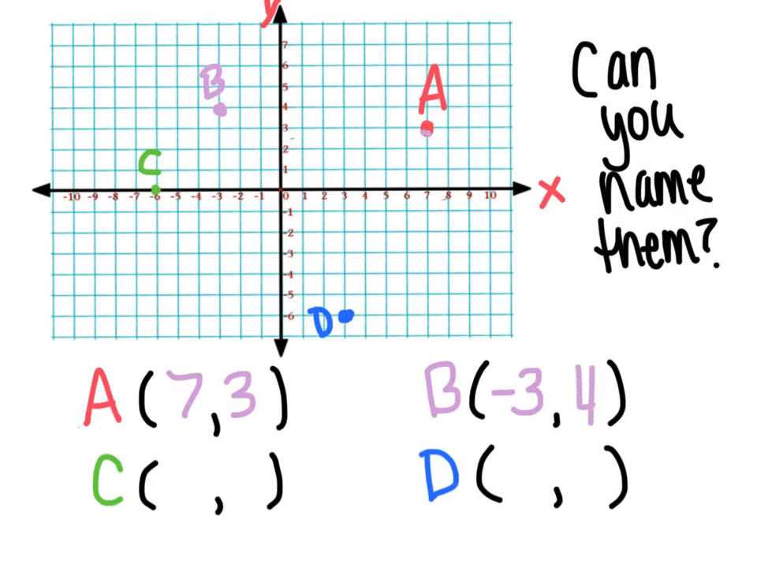Point C, this one looks kind of tricky because it falls right on the axis. I have to say, how far over did I go from 0? I moved over negative 6. And then how far up did I go? I didn't go up at all. I stayed at 0. So this is negative 6, 0. And then our last point is point D. In order to get there, I had to move over to the right 3. So my x-coordinate is 3. And I had to go down negative 6. I can see that by just following it across.